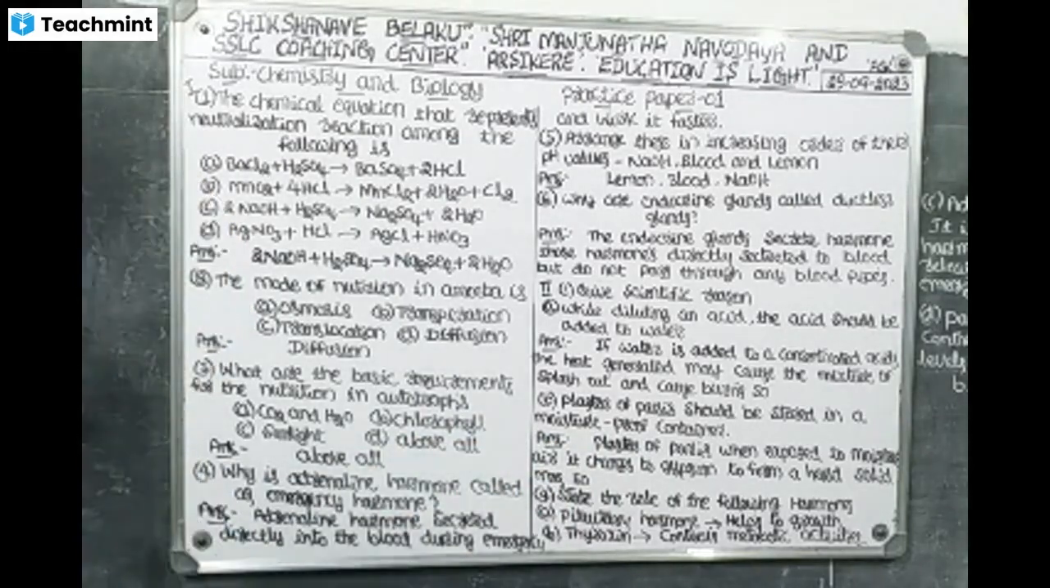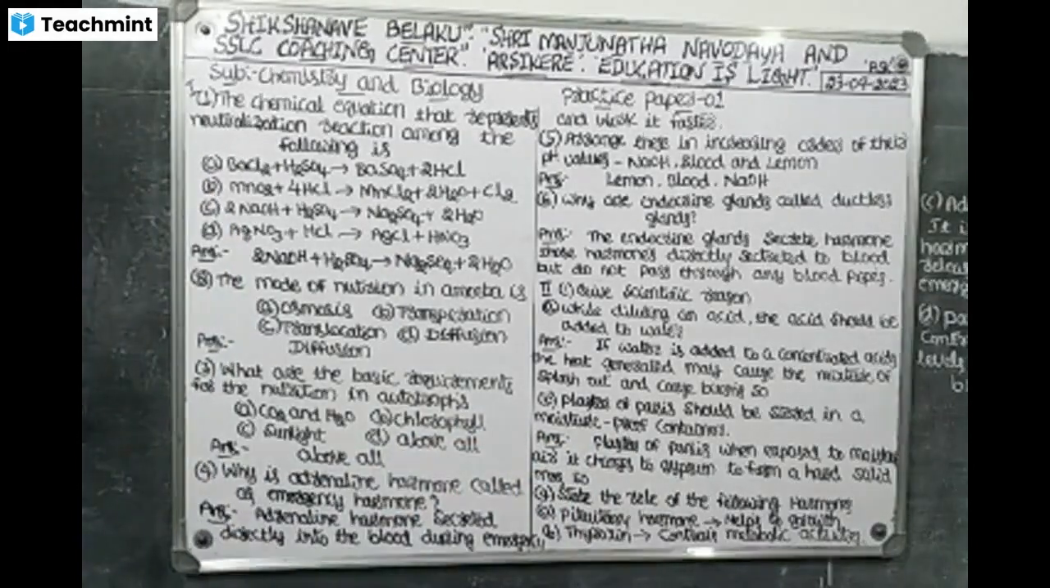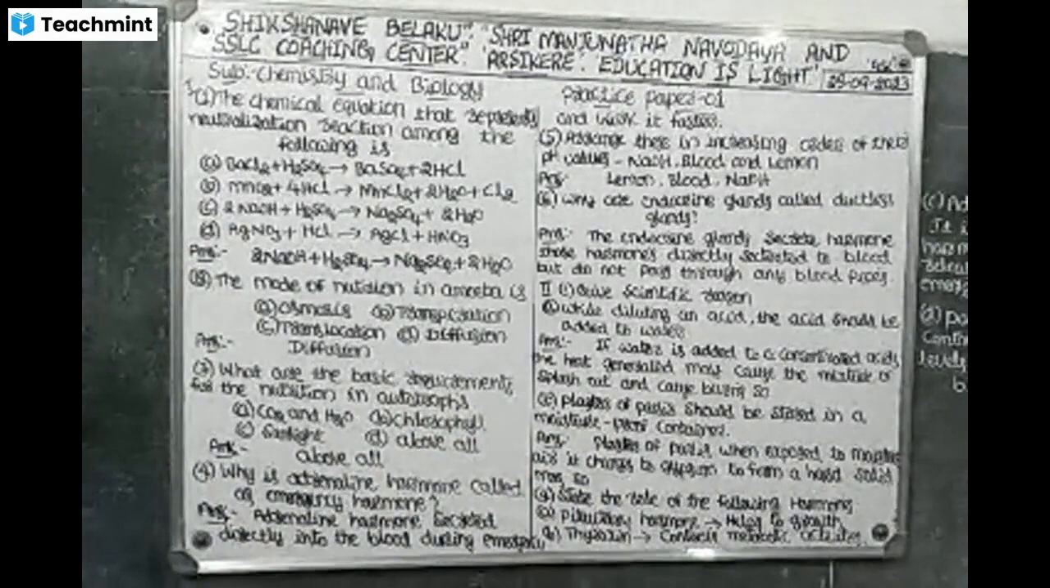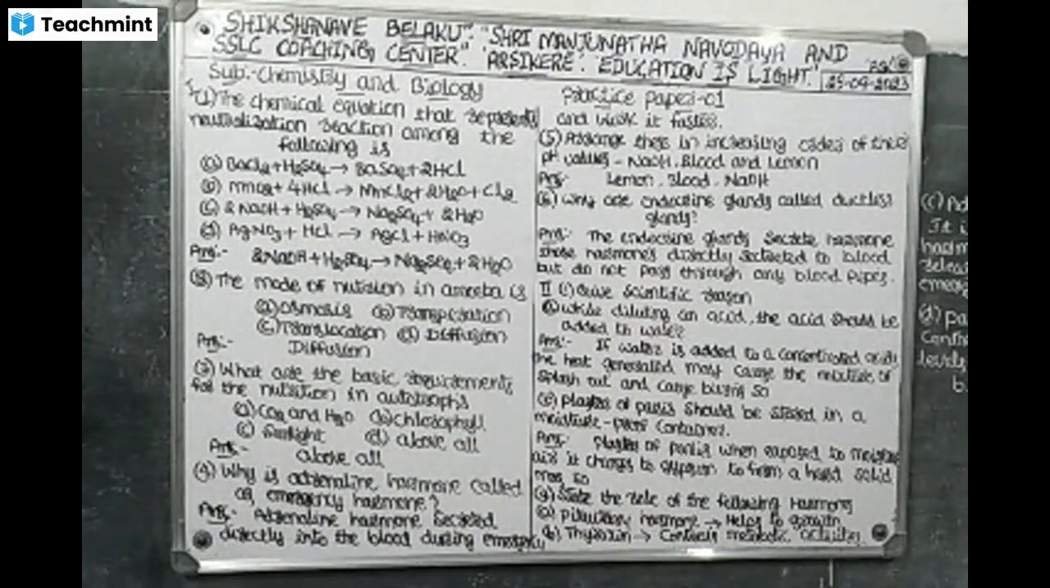State the role of the following hormones. Pituitary hormone: it is located in the brain, and it helps growth. It is known as the growth hormone. Thyroxine: it is known as the personality hormone, under which all metabolic activities take place in our body.